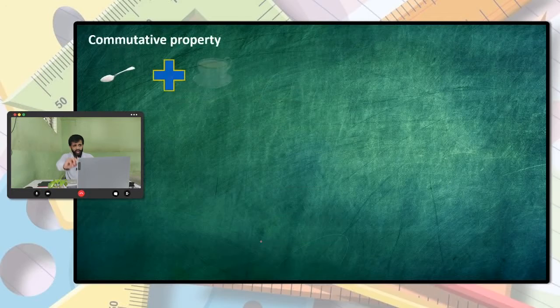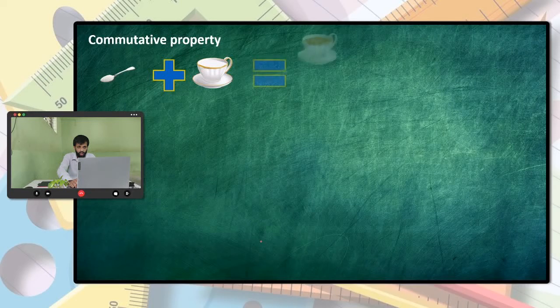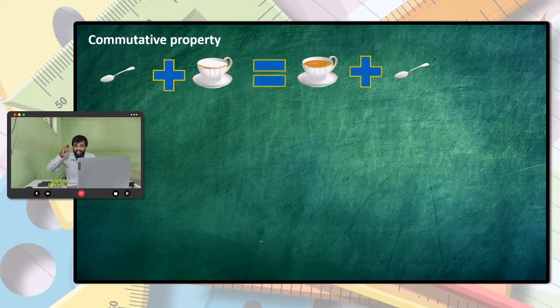Let us look at commutative property. What do we mean by this property? I have a teacup and I put sugar in it first and then I pour tea. Or if I have tea first and then I put sugar, will the sweetness of the tea change if I put the same amount of sugar? And the answer to that is no. We'll use a similar kind of idea when we are talking about commutative property.